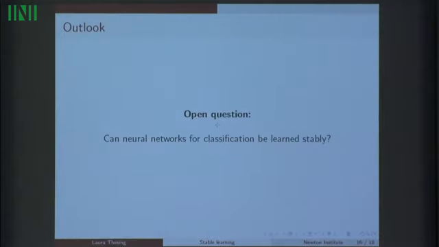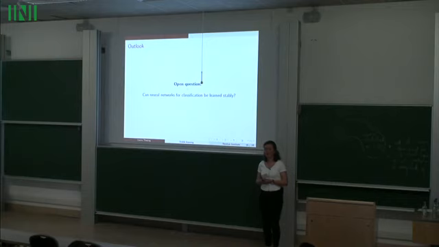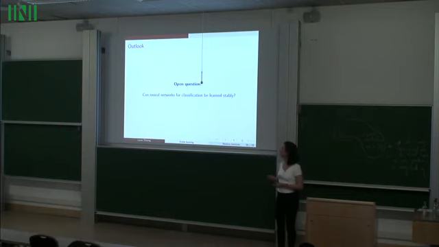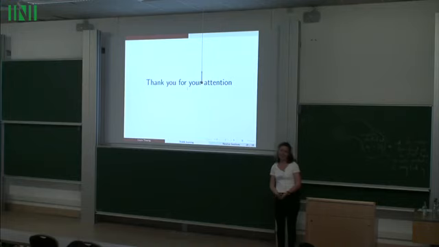And with this, we are still in this open question of whether neural networks can indeed do classification in a stable manner. And I hope this opens up a bit the idea of where we might want to go and where we might want to keep our focus. And with that, I will show you a bit of literature and I would like to thank you for your attention.